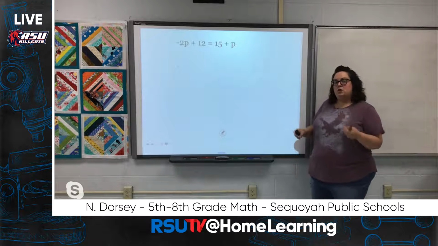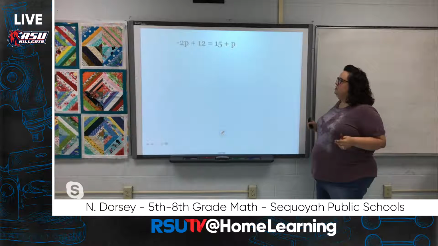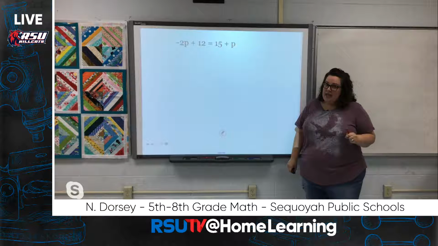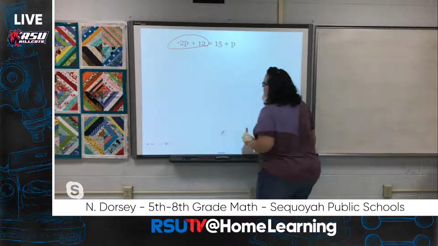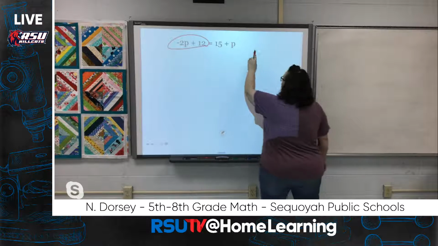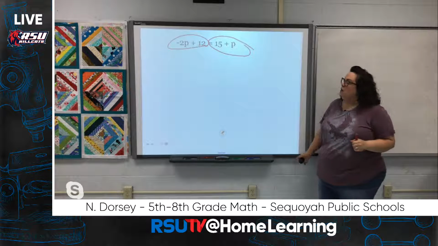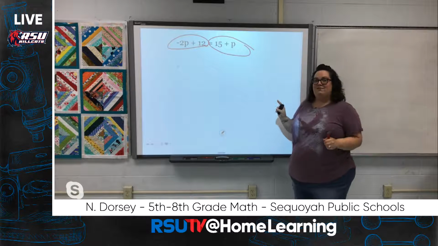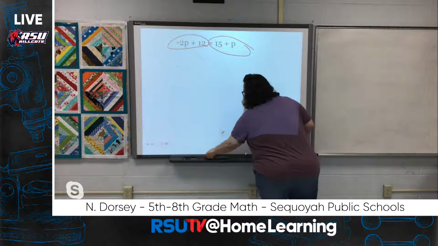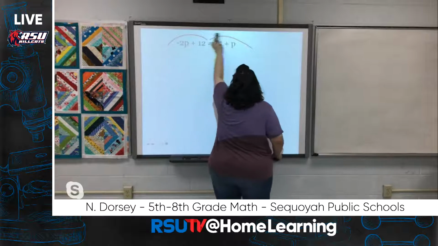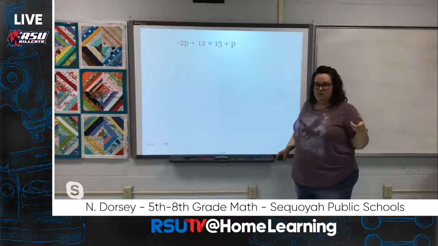Are there any like terms that I have to put together? Now, some of you guys at home might be saying, oh, yeah, Mrs. Dorsey, I can put together the P's. No, you can't, because I'm looking at this side of the equal sign for like terms, and then I'm looking at this side of the equal sign for like terms. So none of these sides have like terms on the same side that I can put together. So let me go ahead and erase these circles so we're not confused once we go ahead and start solving.